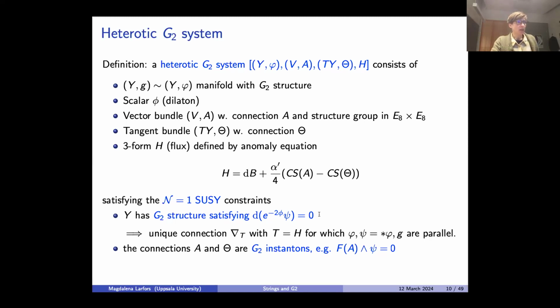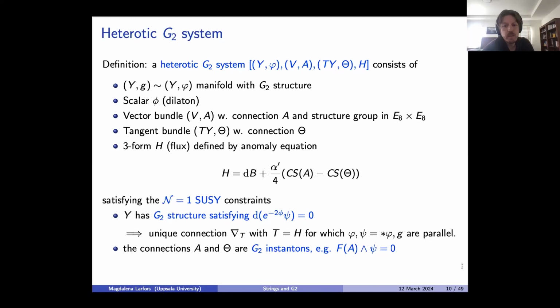And when this is true, then there is a unique connection. So this connection that has a torsion, with respect to which the spinor is covariantly constant. This now has a totally antisymmetric torsion, so I can identify the torsion of this connection with this 3-form flux H. So this only holds when we have N equals 1 supersymmetry. And with respect to this unique connection, all of these G2 structure defining quantities are parallel. So the 3-form and the 4-form and g are all parallel with respect to this unique connection.